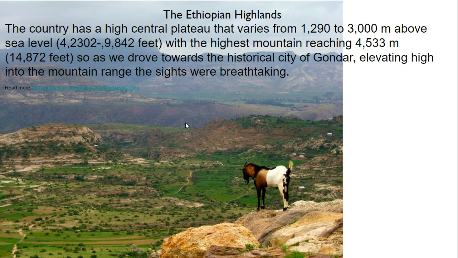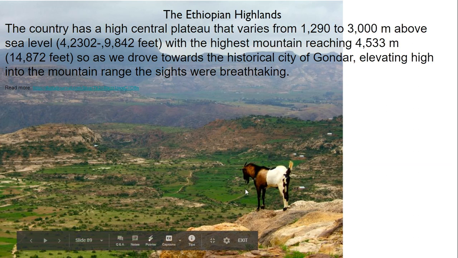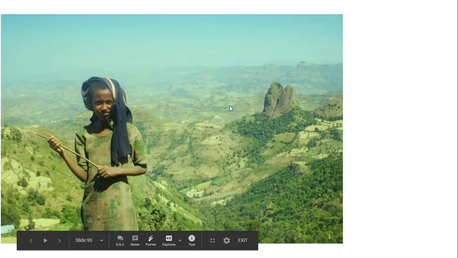Okay, here's a picture of the Ethiopian plains. That's a really cool looking goat. It's like two-toned. And here is an Ethiopian child taking a picture way high up where they live.